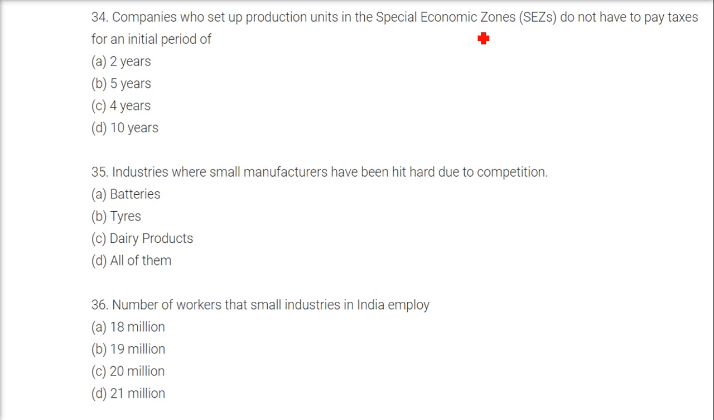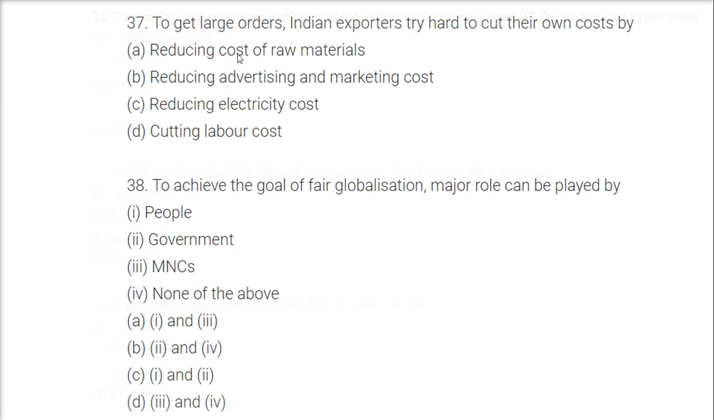Companies who set up production units in the special economic zones do not have to pay taxes for an initial period of 5 years. Industries where small manufacturers have been hit hard due to competition, and the answer is batteries, tires, dairy farms, all of them. Number of workers that small industries in India employ, and it is 20 million.